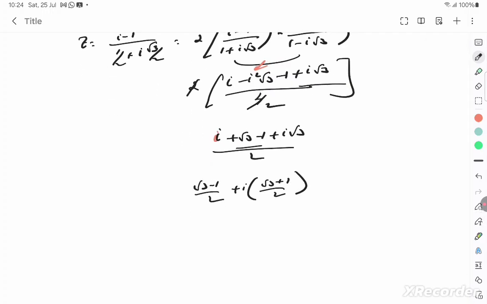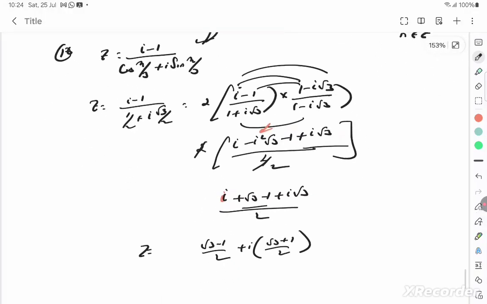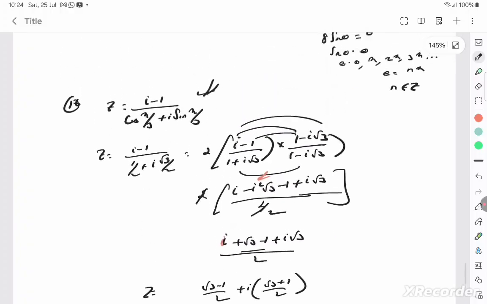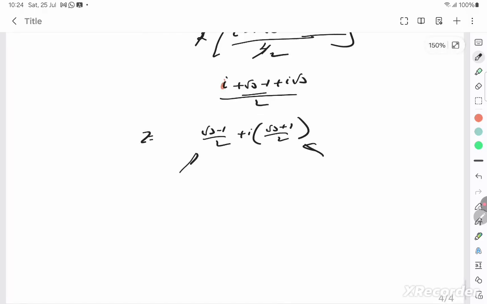And so that is what this complex number is when I solve it. And the question is just to find the complex number, that's all. This is the complex number. What's the real part and what's the imaginary part? That is enough. So let's go to the next question.